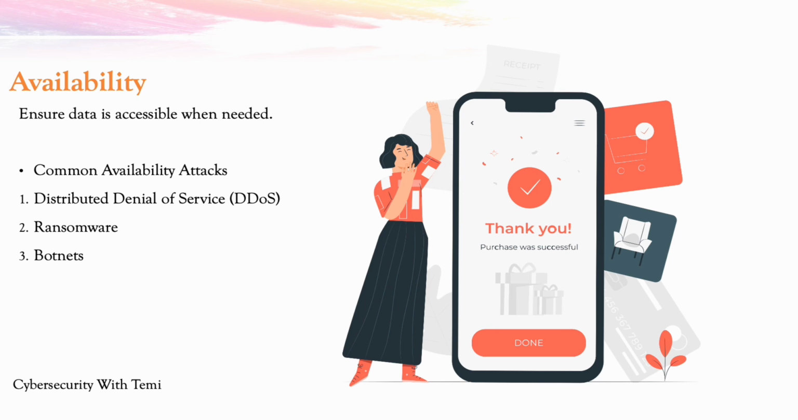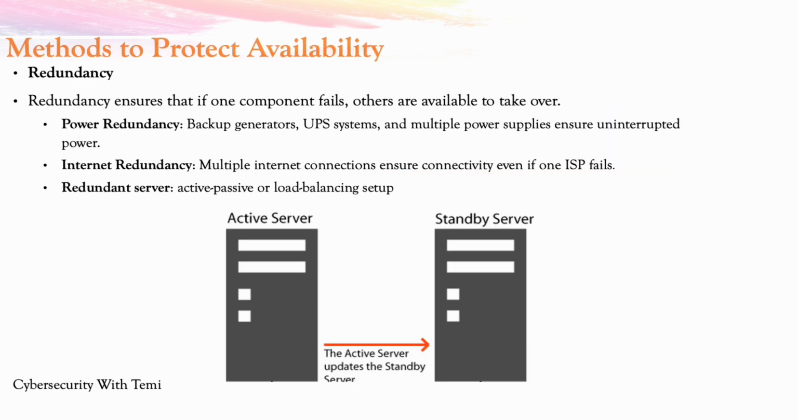You want to send money urgently to someone and you get to the app, you try to use it, and it's saying server failure or something. It can happen because of cyber attacks like distributed denial of service attacks and ransomware. I've talked about these attacks in previous videos. You may want to check that out. Now let's look at methods to protect availability.